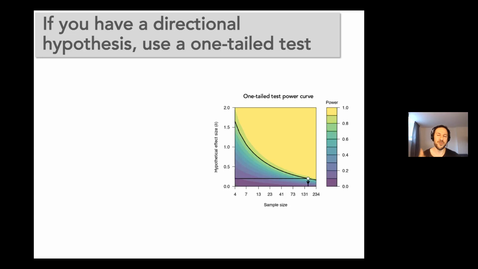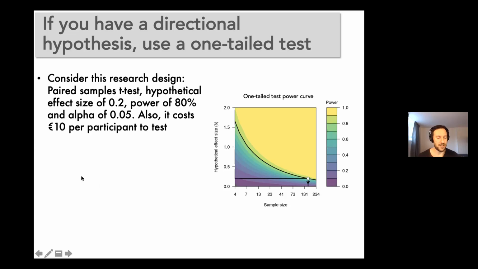So if your hypothesis is directional, you may think this thing is going to increase, or there's going to be a positive or a negative relationship. Then you can specify these things. And if you're doing that, then you can run your power analysis as one-tailed. So let's have a look. And it also saves a lot of money.